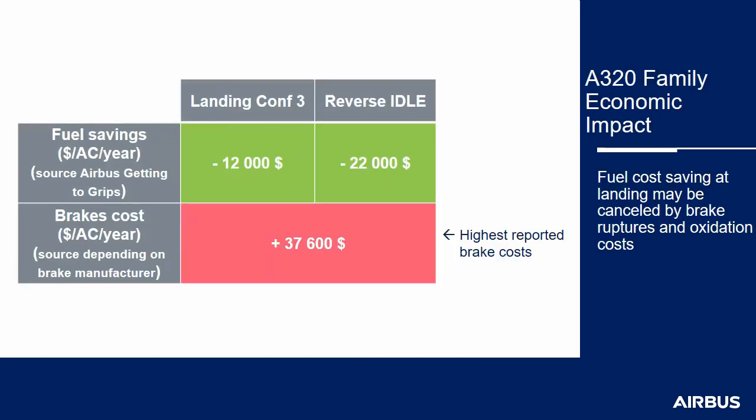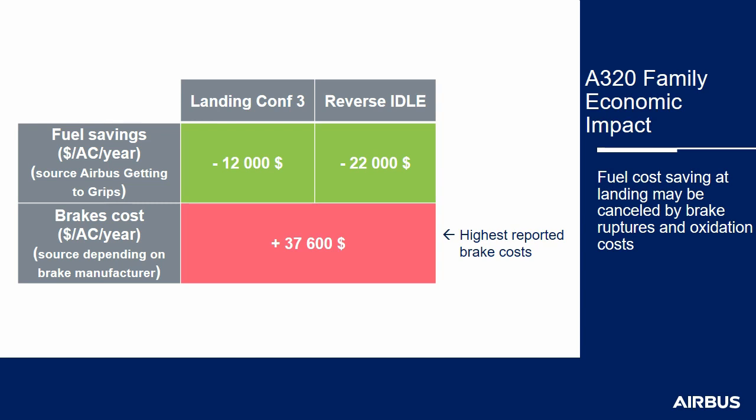As just presented, we know that some landing configurations can save fuel. However, if not properly applied, some configurations may also be detrimental to the brakes and increase maintenance costs. The first line in green presents an example of the benefits obtained thanks to the green operating procedures with reverse idle and conf-free landing configuration. It gives a total of $34,000 of profits per aircraft per year.